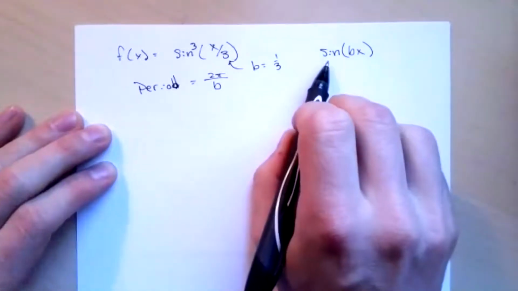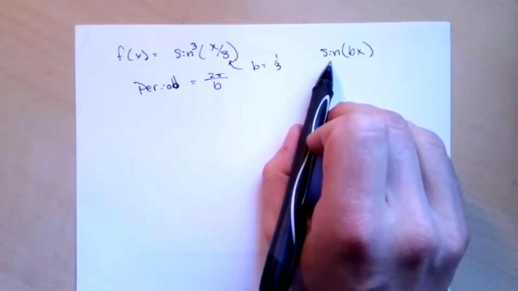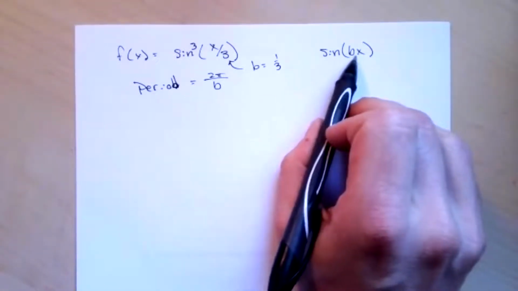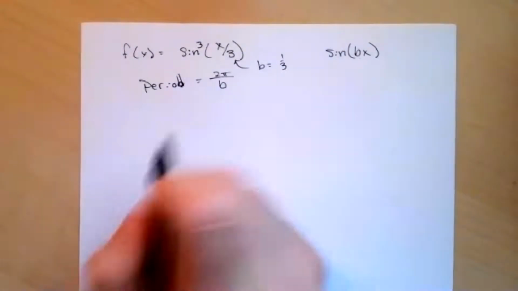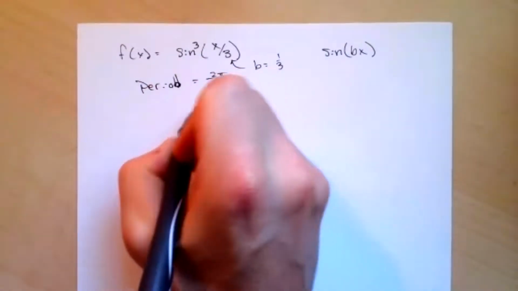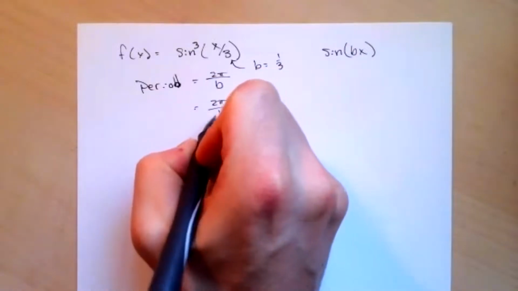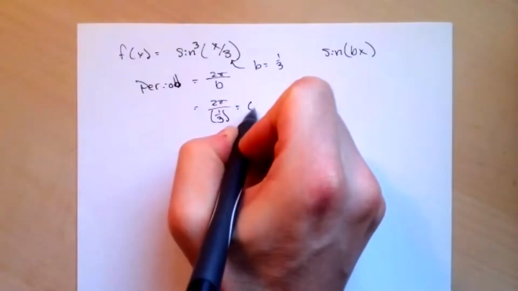Right? If we have a general cosine or sine function, the natural period is 2 pi, and then if we scale the x-axis by a factor of b, the period is then going to stretch by 2 pi over that. So our period here is going to be 2 pi over a third, so 6 pi.